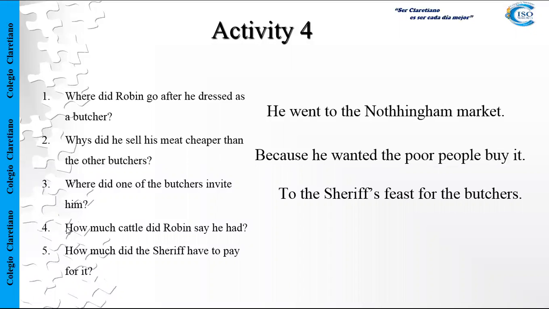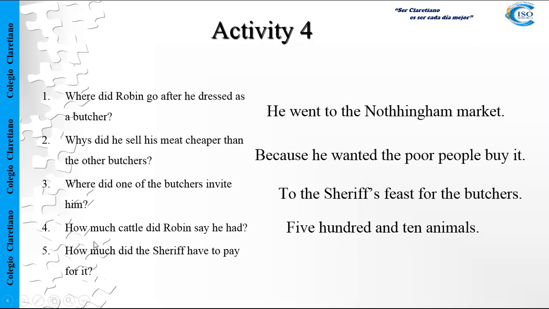Joshua, please help us with number four. How much cattle did Robin say he had? 300 gold coins. Good, a number, no? 510, okay, animals, remember, 500. Mm-hmm. 500, okay, 500, remember.